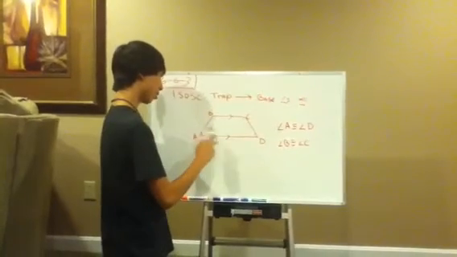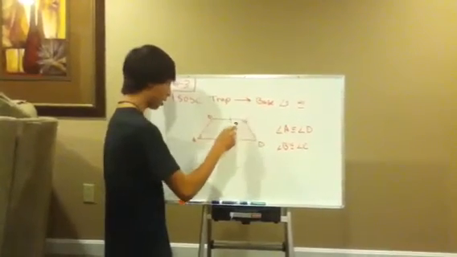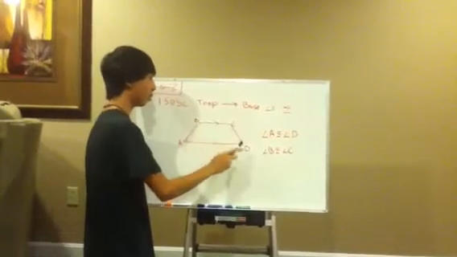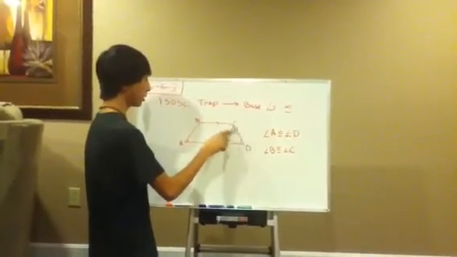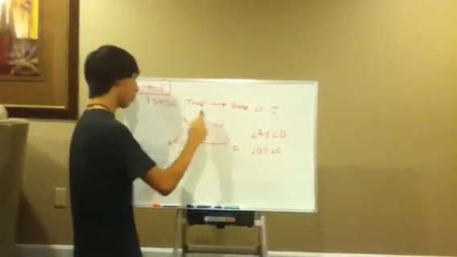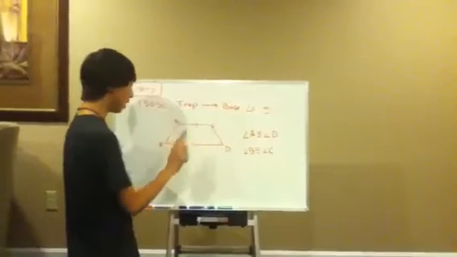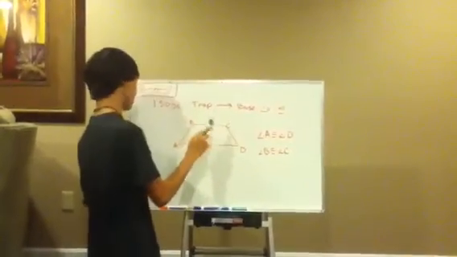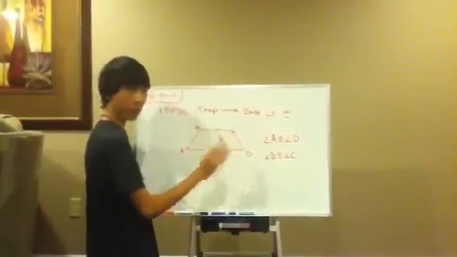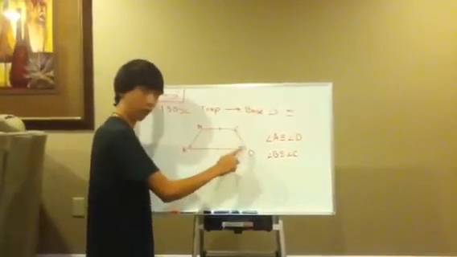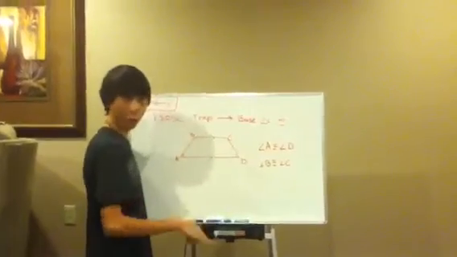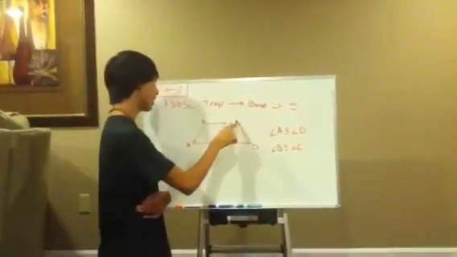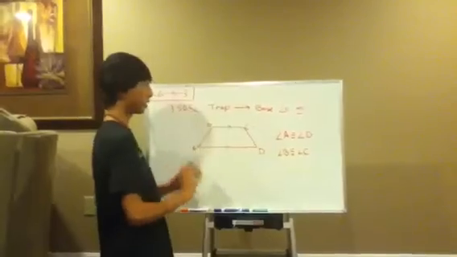So angle A would not be congruent to angle B or angle C, but angle A would be congruent to angle D. And angle D would be congruent to angle A, but angle D wouldn't be congruent to angle B or angle C. And angle B would be congruent to angle C, but it would not be congruent to angle A or D. So basically, these two are congruent, but no others are congruent. This is not congruent to this, this is not congruent to this, and that's it.